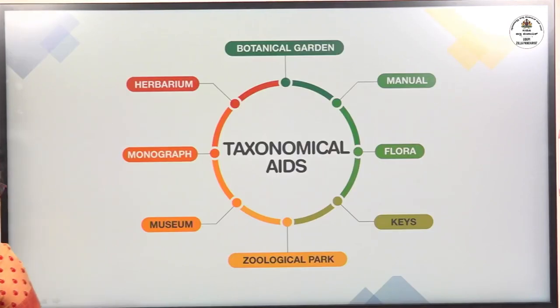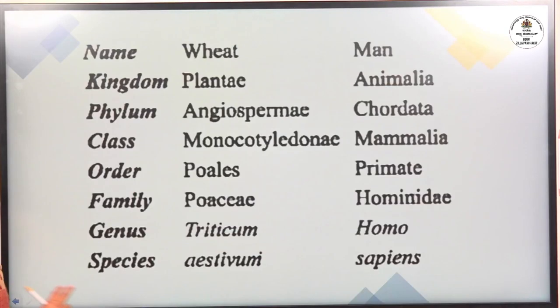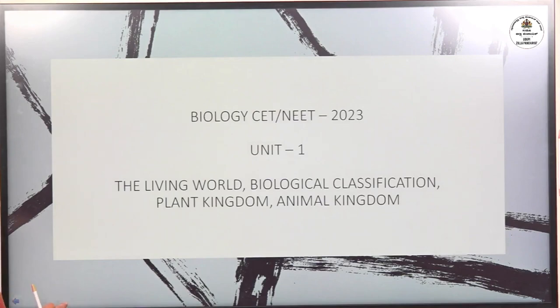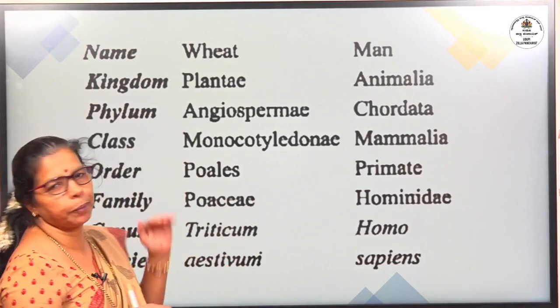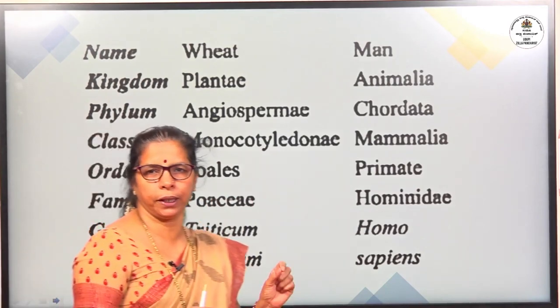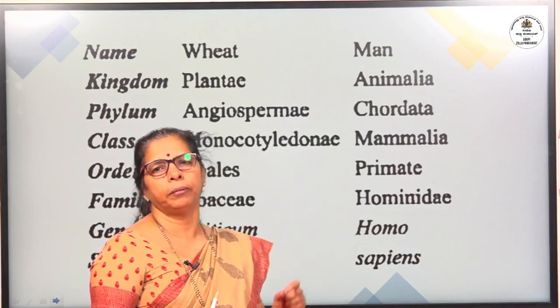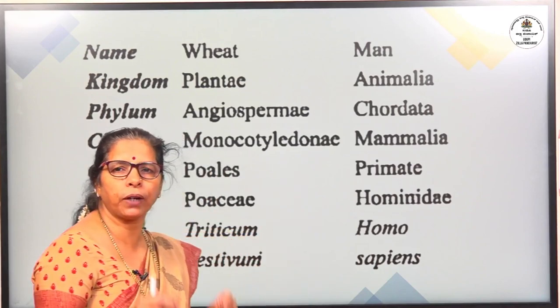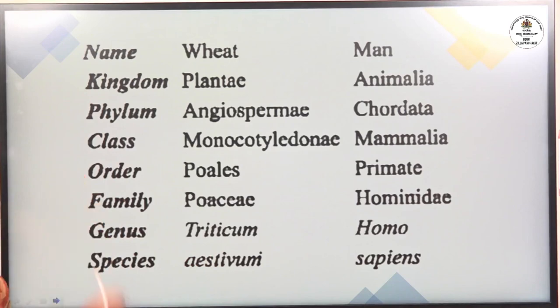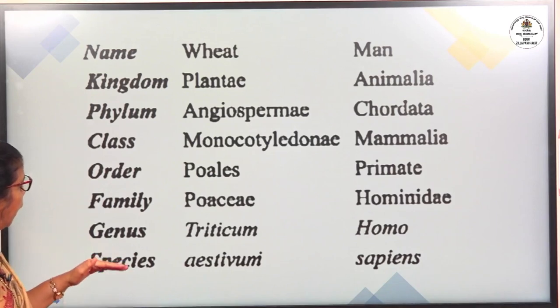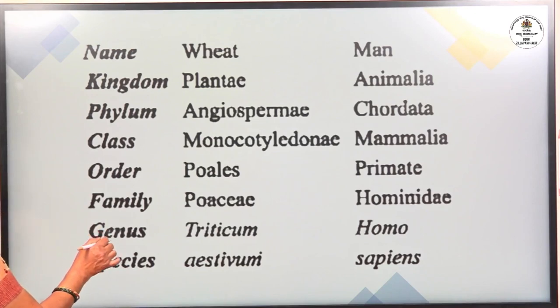So the first aspect of the living world is studying organisms and then placing them under different taxa. Taxa means units of classification. For classification we need different units, and these units are nothing but taxa. These are the different taxonomical categories. The smallest category is the species, and over that comes the genus.